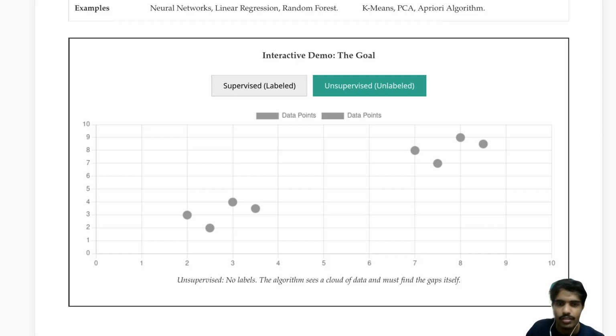So in conclusion, when choosing a model, ask two questions. Do I have labels? And it's supervised versus unsupervised. Is the graph shape simple or complex? Then we go for parametric, non-parametric. Answer those and you will pick the right algorithm every time.